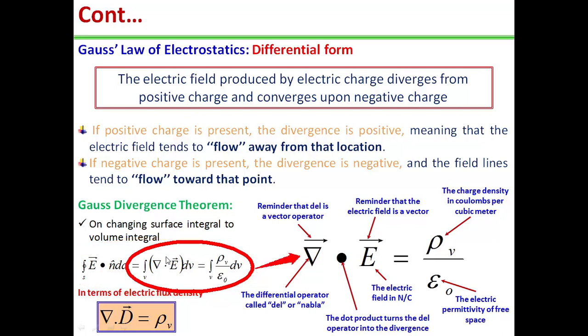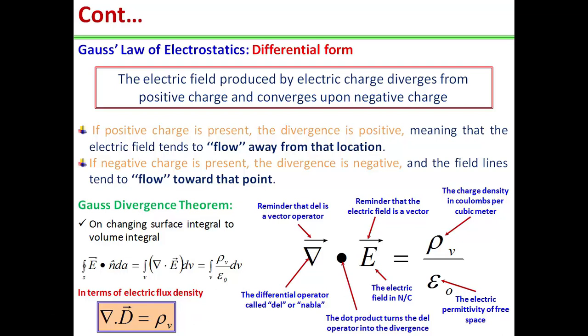On equating the volume integrals of both sides, we will get del dot E is equal to rho_v by epsilon naught. And this is basically the differential form of the Gauss law of electrostatics, or you can say the first Maxwell equation. And in terms of electric flux density, it is defined as del dot D is equal to rho_v. This is again the differential form of Maxwell's first equation.